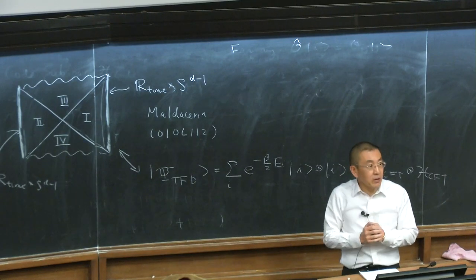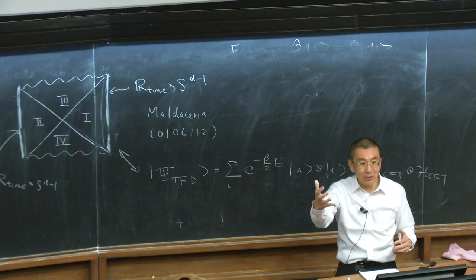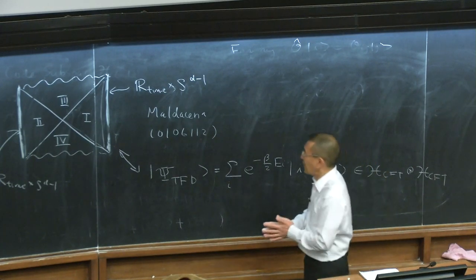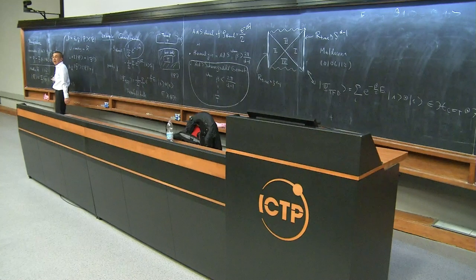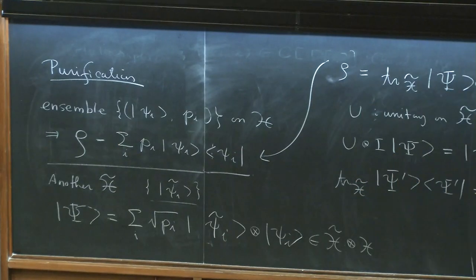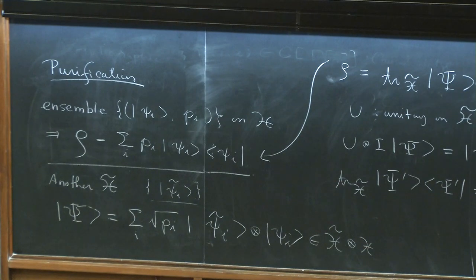I should end here, but I just wanted to make one comment for you to think about tonight, and then we can discuss tomorrow. I told you here that there are actually choices you can make for the basis. Namely, when you do the purification, you can choose any orthogonal basis on the other side. What that means is that you can perform a unitary transformation on this side, and you can still make the thermal state. So if you are only interested in constructing a pure state whose partial trace reproduces the thermal state here, we can perform a unitary transformation here.